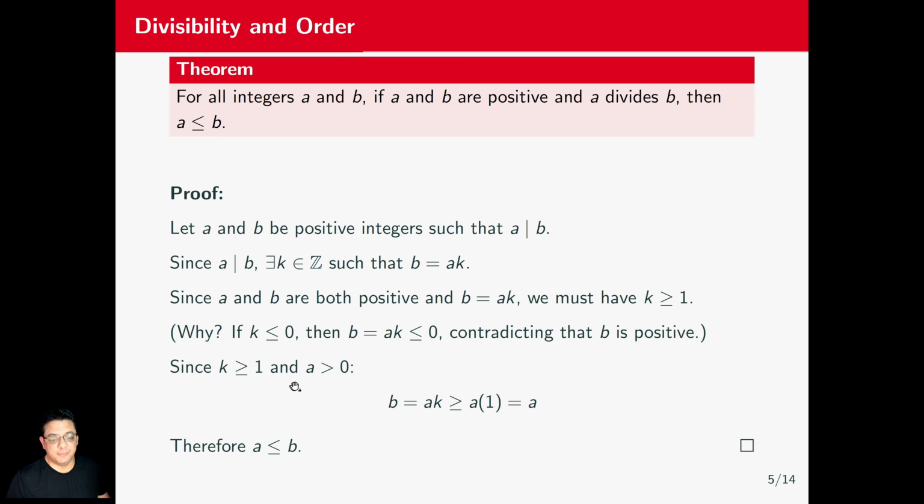Now, since k is at least 1 and a is bigger than 0, then in general we can just say, well, b equals a times k, and that's going to be at least a times 1, since k is at least 1, and so b is going to end up being at least a.